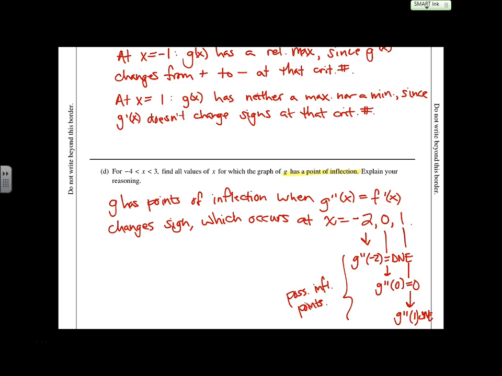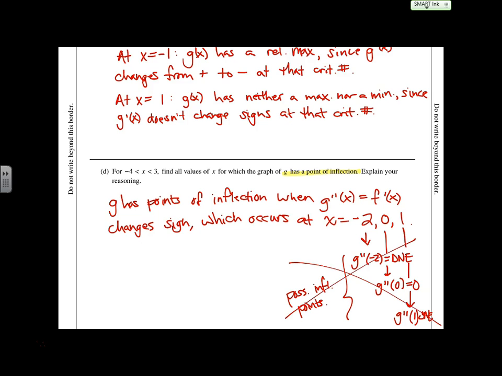I guess we could have said G has points of inflection when G double prime equals 0, and G double prime changes sign at possible inflection points. Then we say something to the effect of since. To be honest, kiddos, you can go and look at the answer key. We should be totally good just by saying change of signs.